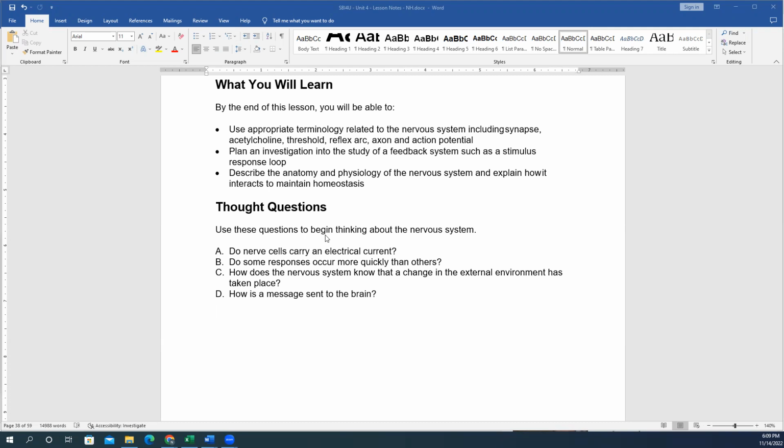And as we're going through our lesson, we are going to be thinking about these questions. We're going to keep these on top of our mind as we're going through the lesson. Questions such as, do nerve cells carry any electrical current? Do some responses occur more quickly than others? How does the nervous system know what type of change in the external environment has taken place, and if a change in that external environment has taken place? And then how is the message then relayed to the brain?